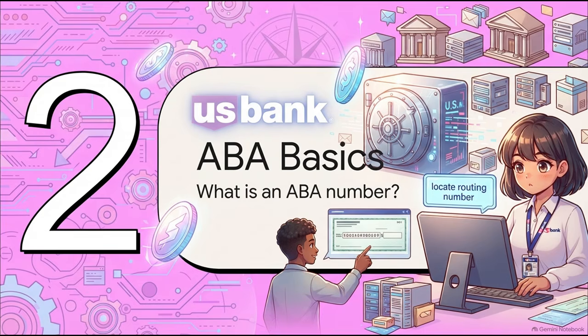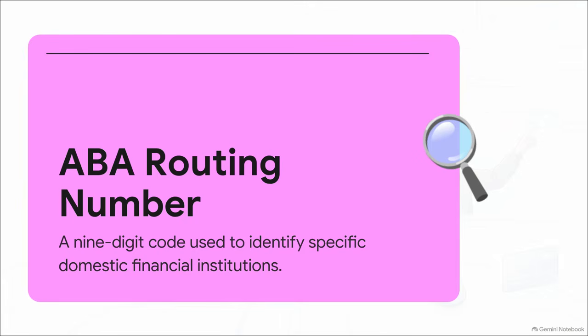Moving right along to Section 2, ABA routing basics. Let's take a quick step back and define what exactly we're looking for here. An ABA routing number is a 9-digit numerical code assigned by the American Bankers Association. You can really just think of it as the financial geographic address for your bank. It tells the Federal Reserve and other banking networks exactly which institution should be receiving the funds. Traditionally, you'd find this printed right there on the bottom left corner of your personal checks.